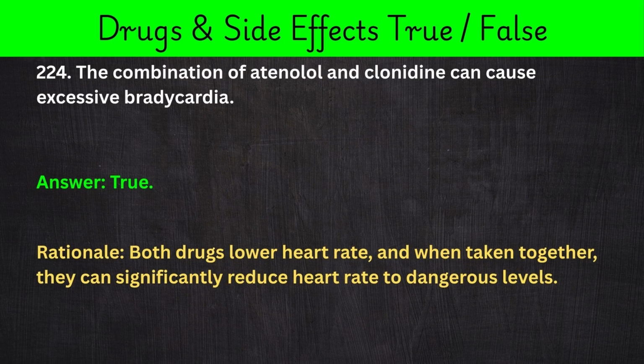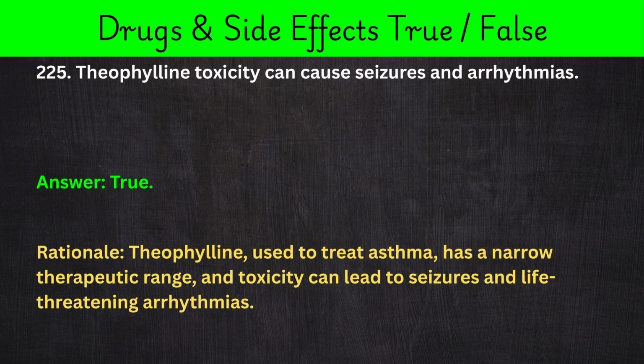224. The combination of atenolol and clonidine can cause excessive bradycardia. Answer: true. Rationale: both drugs lower heart rate, and when taken together, they can significantly reduce heart rate to dangerous levels. 225. Theophylline toxicity can cause seizures and arrhythmias.